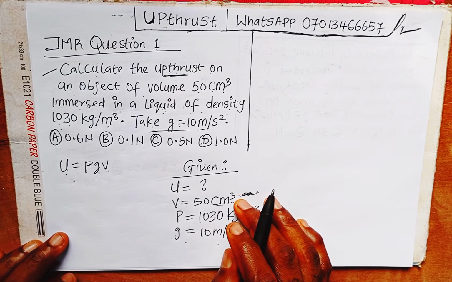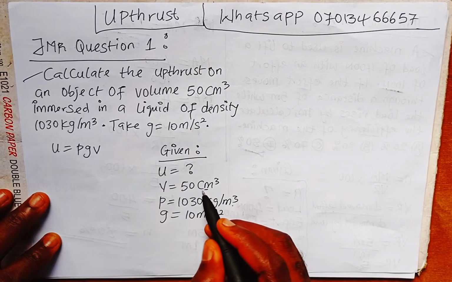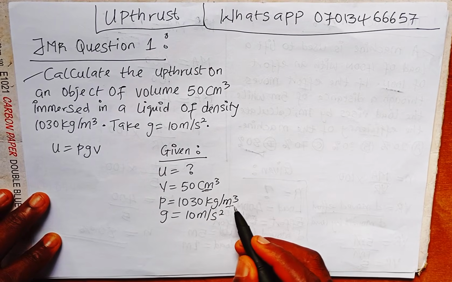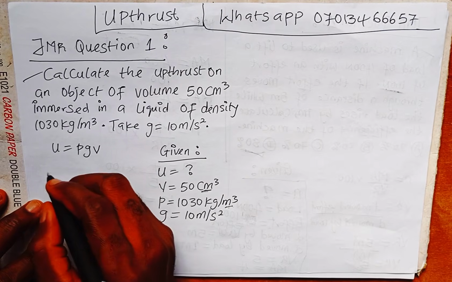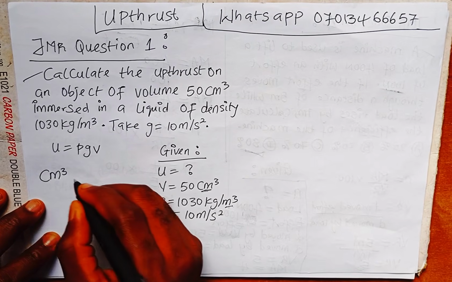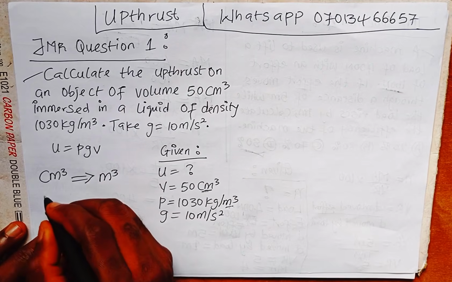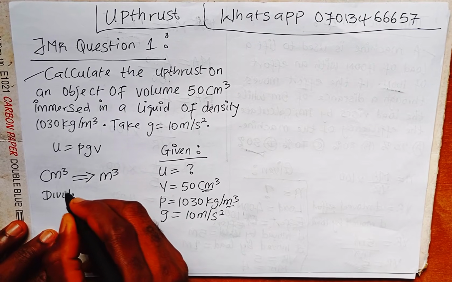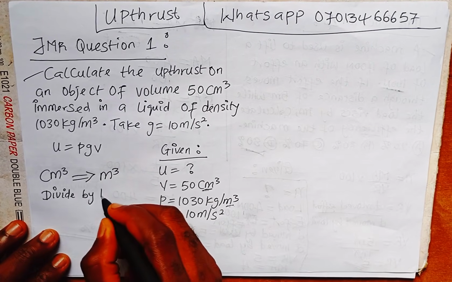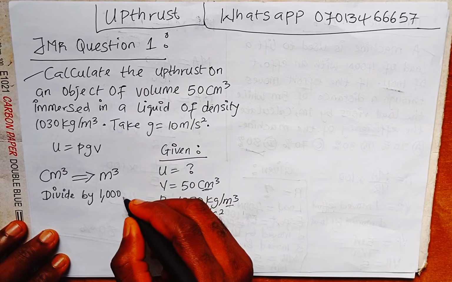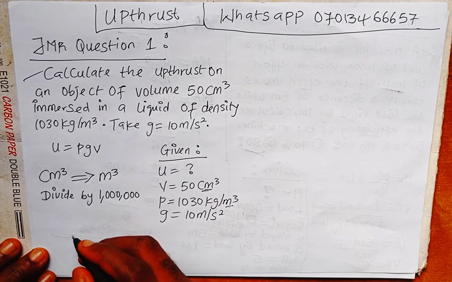Now let's do this conversion. To convert from cubic centimeter to meter cube, what are we going to do? You divide the value by what? By 1 million. Okay, divide the value by 1 million.